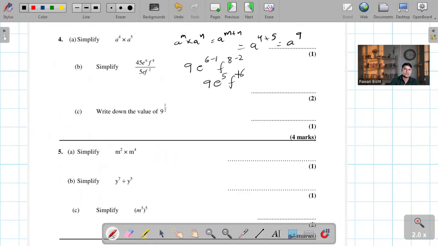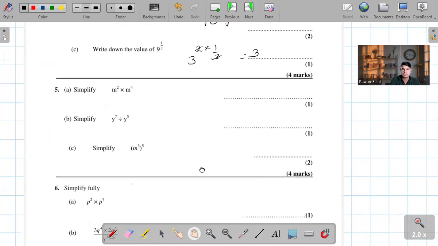Right? Next, write down the value of 9 to the power 1 over 2. So square root of 9 basically, so 3 square times 1 over 2. 2 cancel, answer is 3. So I hope you are able to understand how we are applying the property, right? Now let's try one more question.